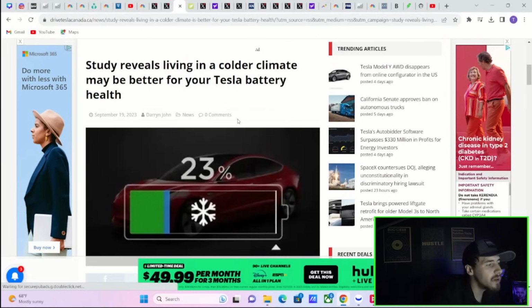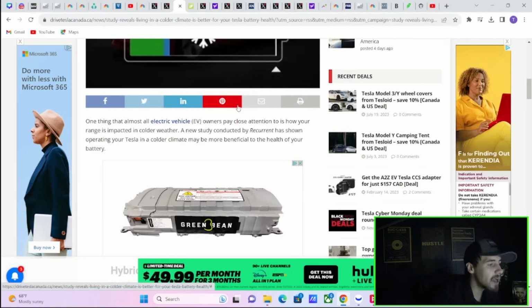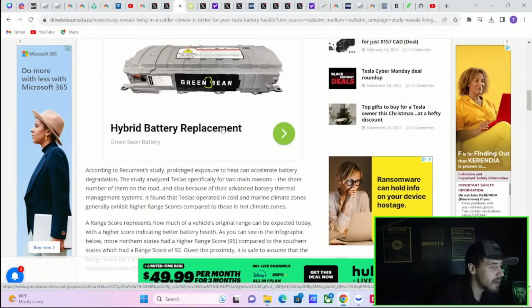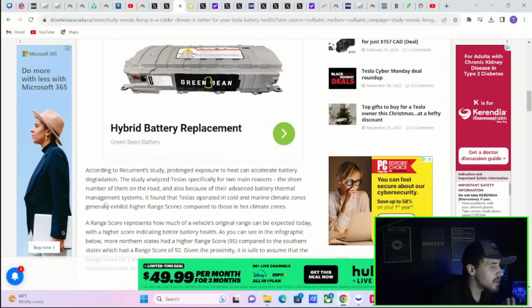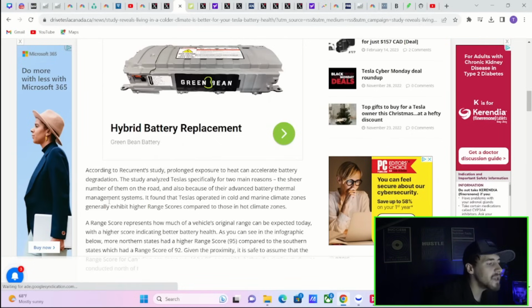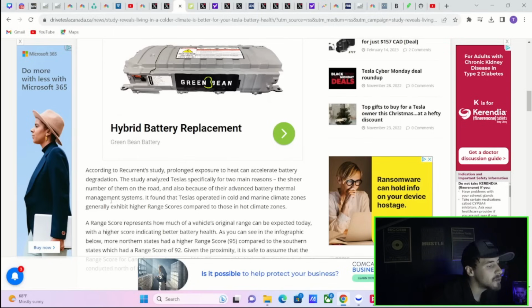A new study reveals living in a colder climate may be better for your Tesla battery health. That is quite the contrary argument that a lot of people have made recently. It says for specifically two reasons: the sheer number of them on the road, and also because of their advanced battery thermal management systems.